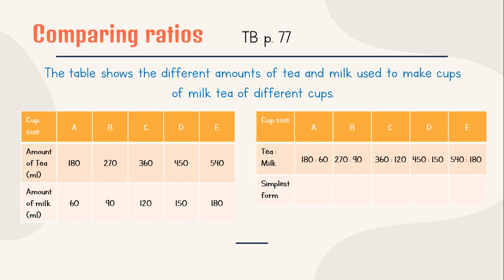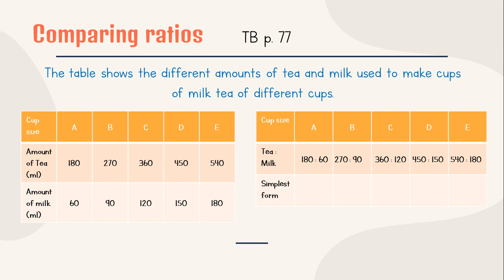As you can see, these numbers are so big. Make it into the simplest form by doing what? Starting from cup A, this is 180 to 60. What is the common factor? What is the common factor shared by 180 and 60? Is it 2? Is it 10? Yes, 10, and 2 also, but it will still be so big.